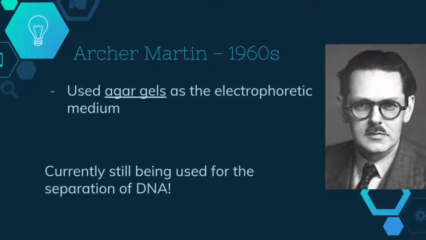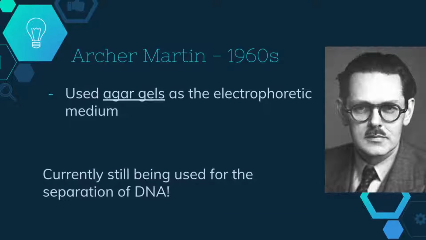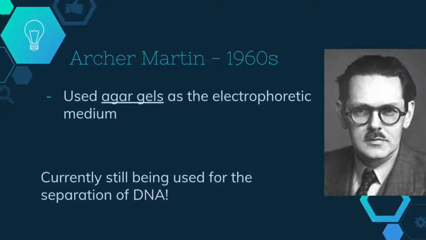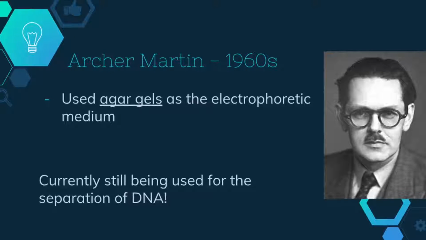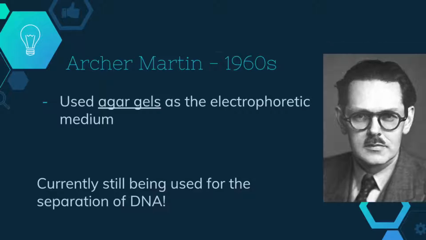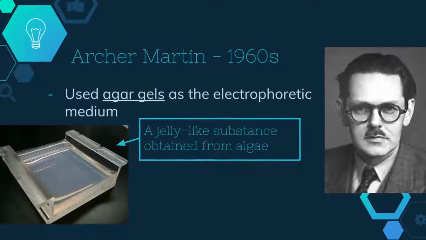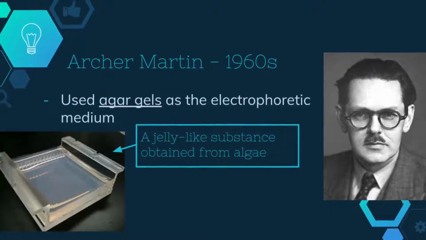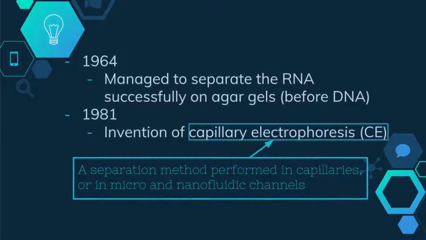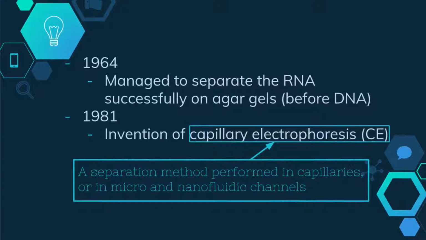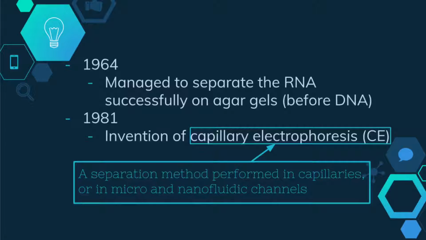In the 1960s, Archer Martin used agar gels as an electrophoretic medium. Currently, we are still using these gels for the separation of DNA. Agar gels are a jelly-like substance obtained from algae. With agar gels, in 1964, scientists managed to separate RNA successfully.